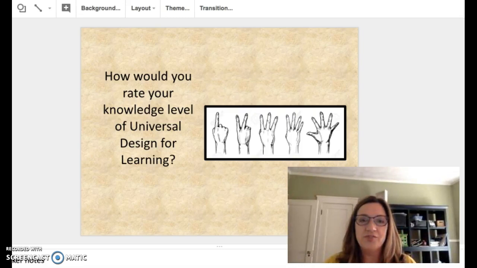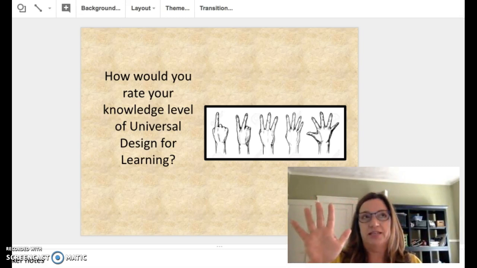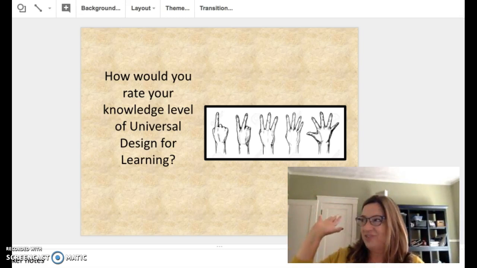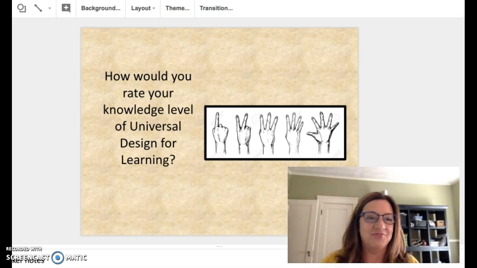So if you could just look around the room real quickly and rate your knowledge level of universal design for learning. So 1, maybe just starting out, and 5, I'm definitely looking at pictures of baby animals because I already know what you're going to talk about. Then you can look around and see where everyone's at. It's kind of interesting to see how you rate yourself.